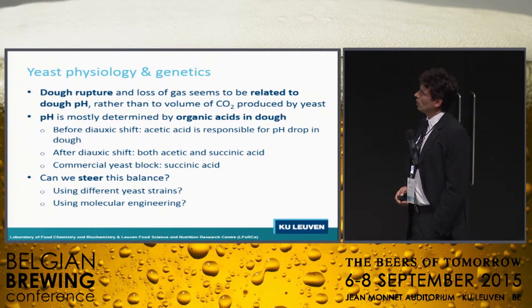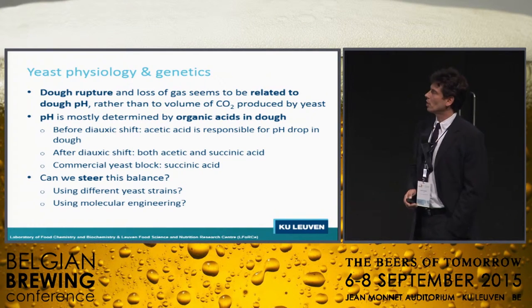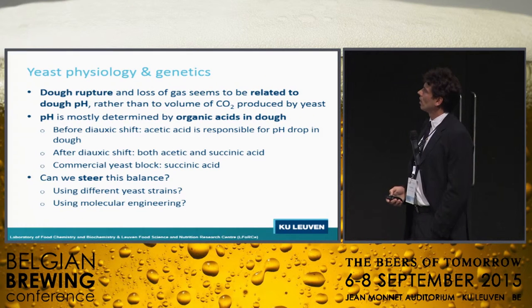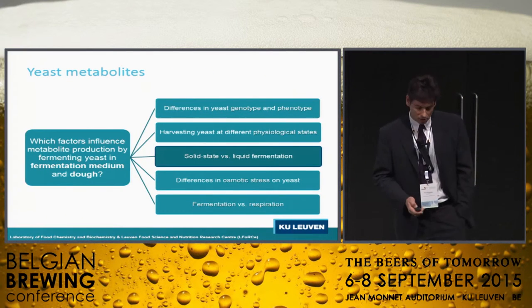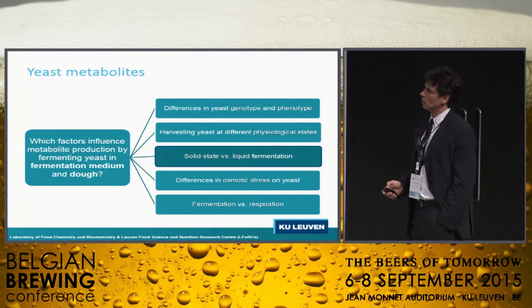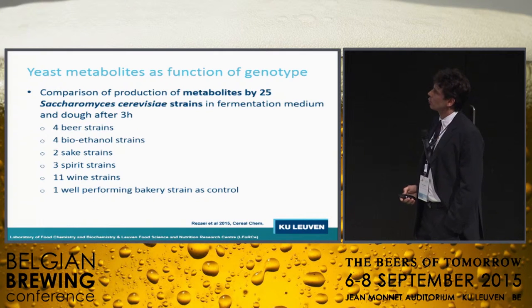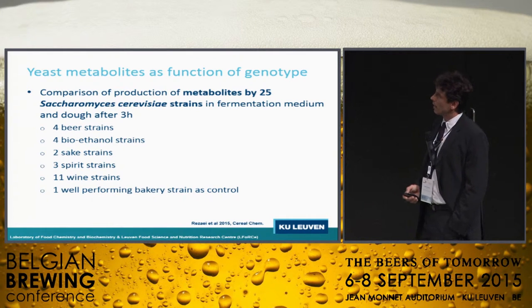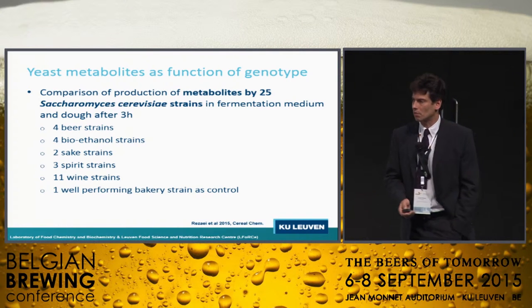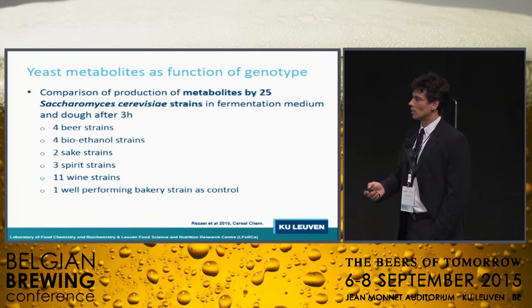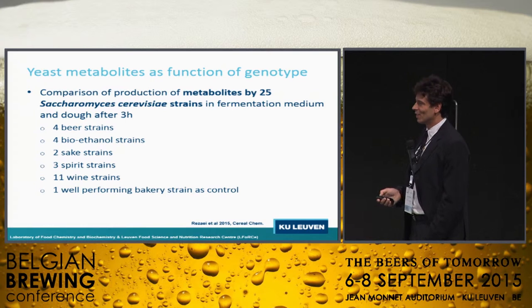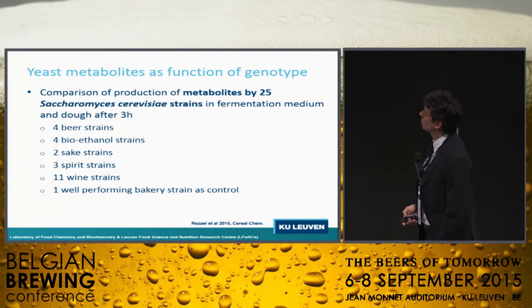So we can talk about using different yeast strains. We can talk about molecular engineering. Now, first, we looked at different yeast strains. We took fermentation medium, we took dough, and we analyzed a series of 25 yeast strains coming from the large collection that Kevin has in his lab, and also with nice contribution by Jan, selecting strains. So we have 4 beer strains, 4 bioethanol strains, 2 sake, 3 spirits, 11 wine strains, and 1 well-performing bakery strain as control.